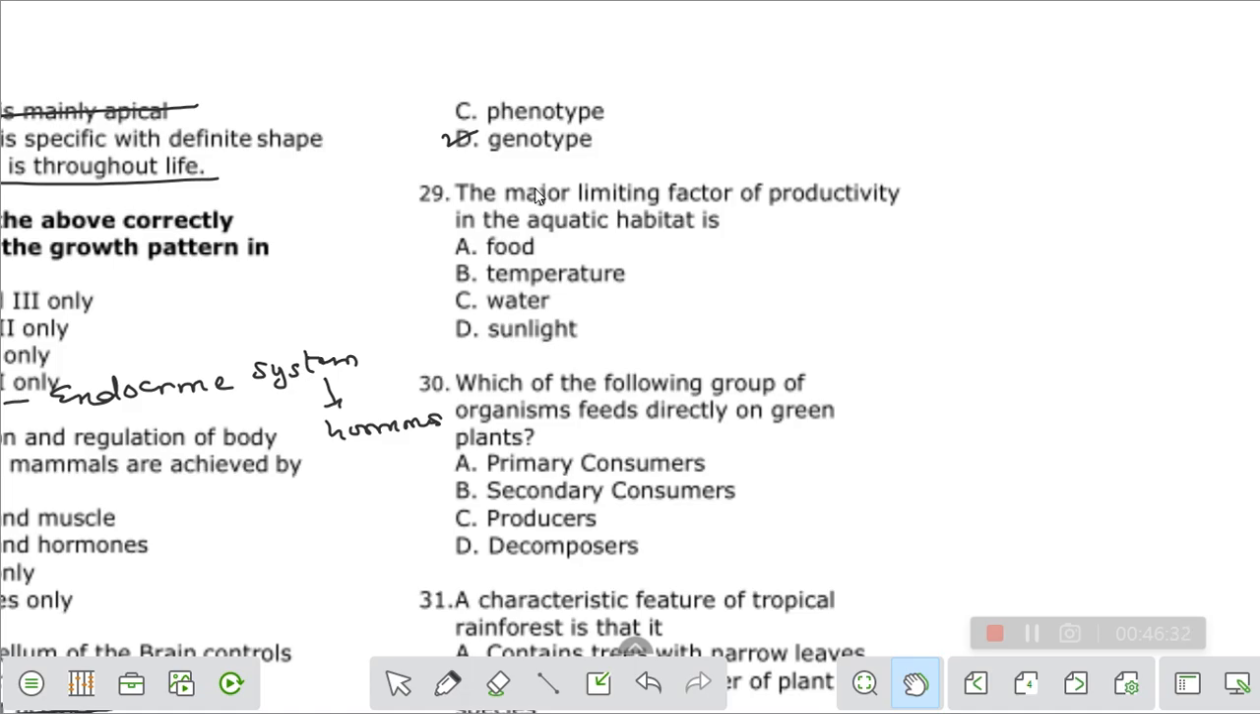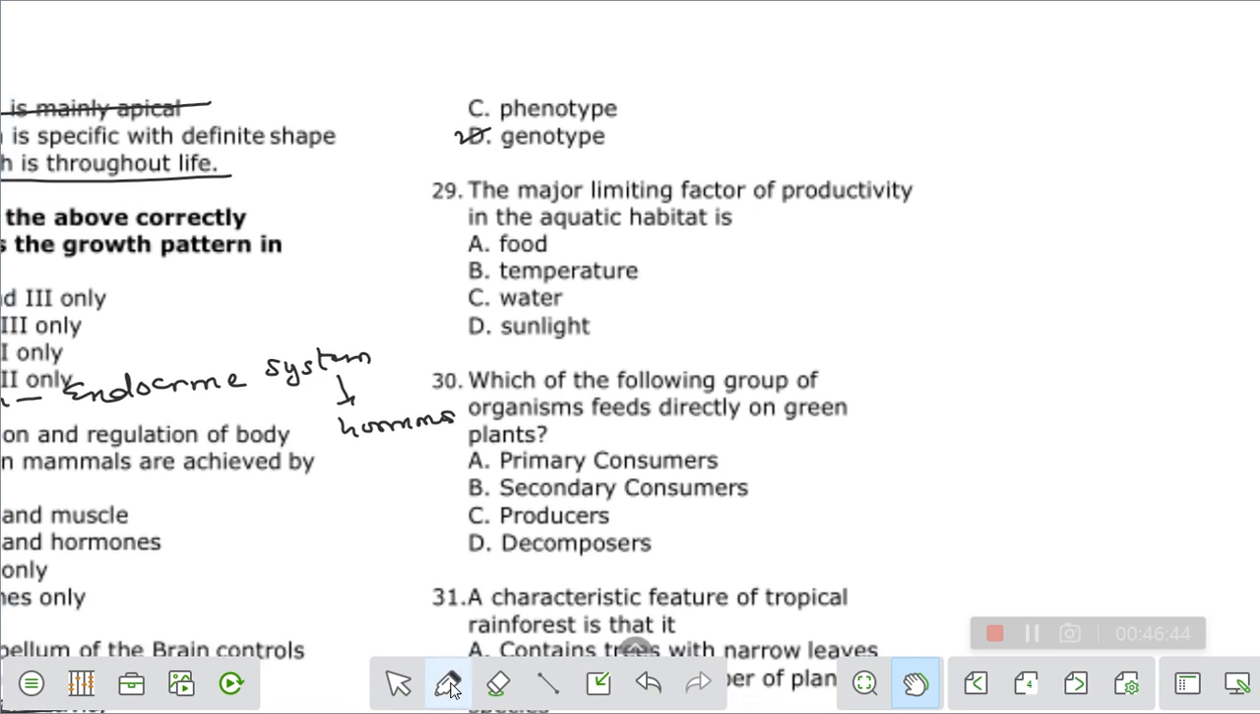Because a limiting factor is an environmental condition or resource that restricts the growth or abundance of an organism. So the major limiting factor will be food. Then we have temperature. It cannot be water, right? Food is going to affect, temperature also is going to affect, sunlight is going to affect. But there are some regions in the water that sunlight cannot reach. So that's why we go for except.